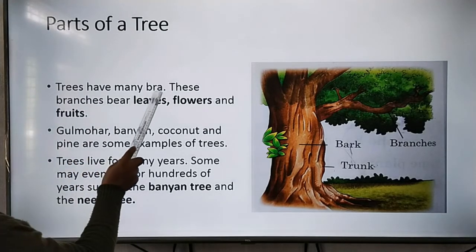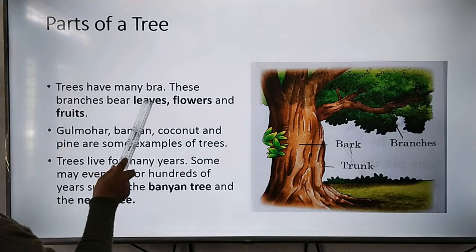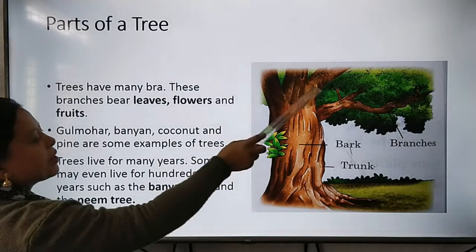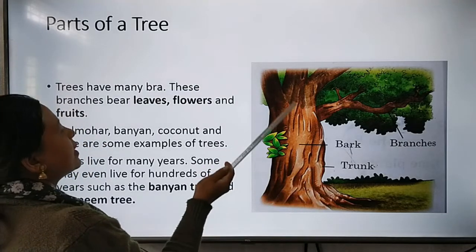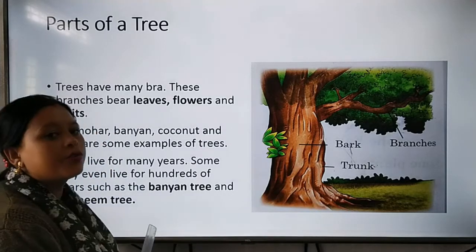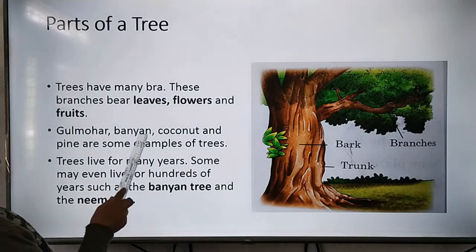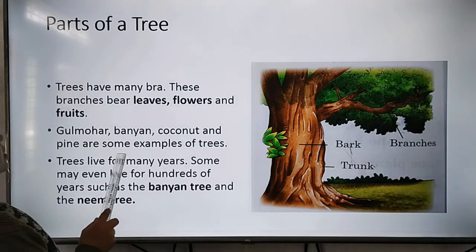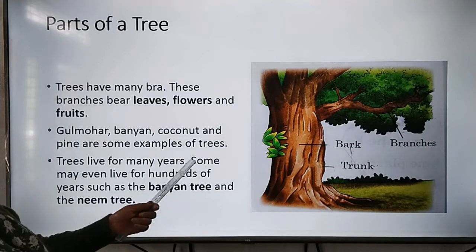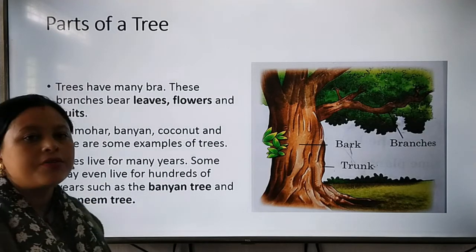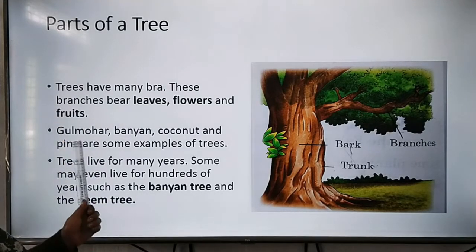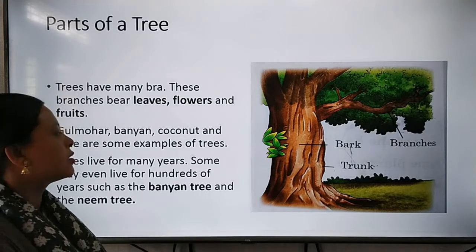Trees have many branches. These branches bear leaves, flowers and fruits. Okay? So trees have many branches, and those branches bear leaves, flowers and fruits. Gulmohar, banyan, coconut and pine are some examples of trees because they are tall and very strong. Okay. So these are some examples of trees.